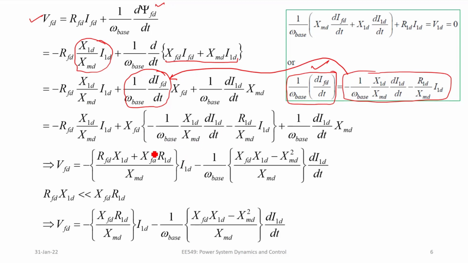Now, with a little manipulation, considering the terms of I1D separately, and of course the 1 by omega base terms separately, just separating the terms, we find the differential terms and the algebraic terms, as you can see.